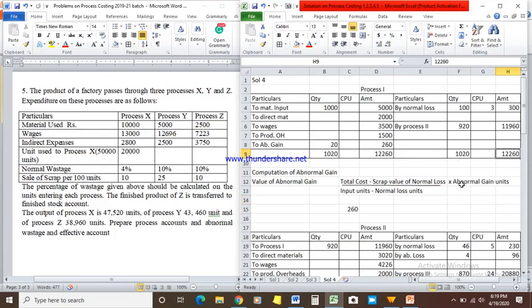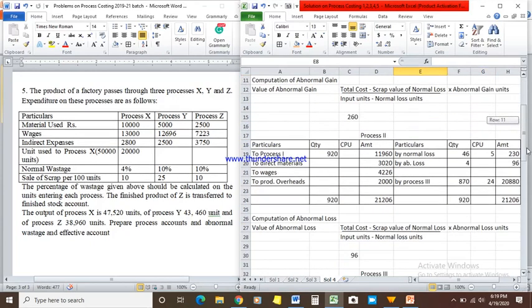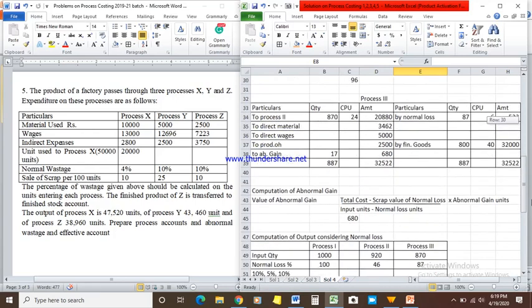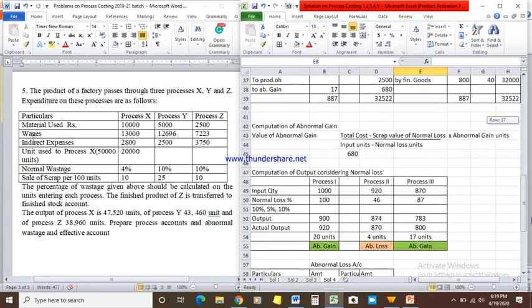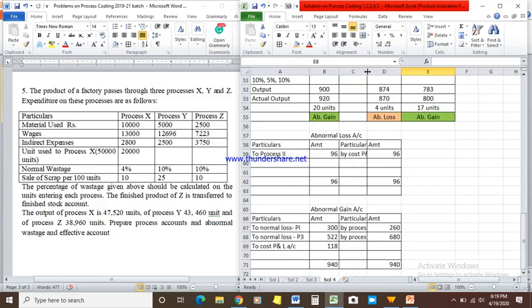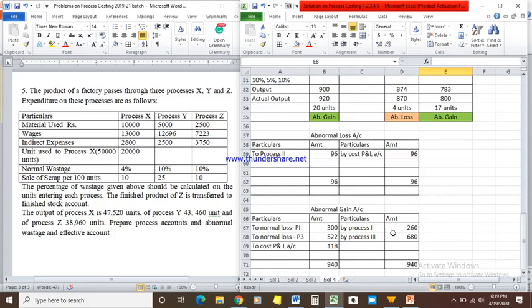So just have a look here. This is a solution for the fourth one. The fifth problem is also a similar one to what we just discussed. If you practice this one, you'll understand how we have solved the fourth one. The working notes are very essential, so you need to prepare working notes properly so that you'll understand and it will be easy for you to prepare the process accounts.